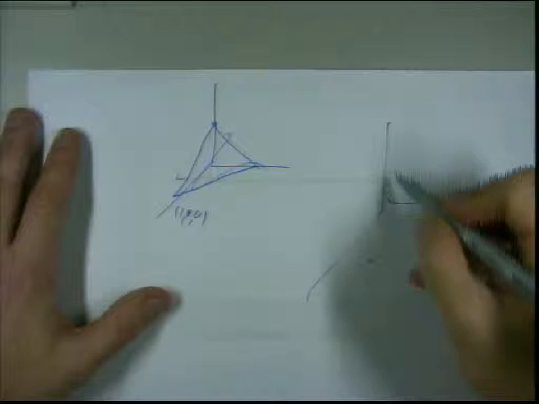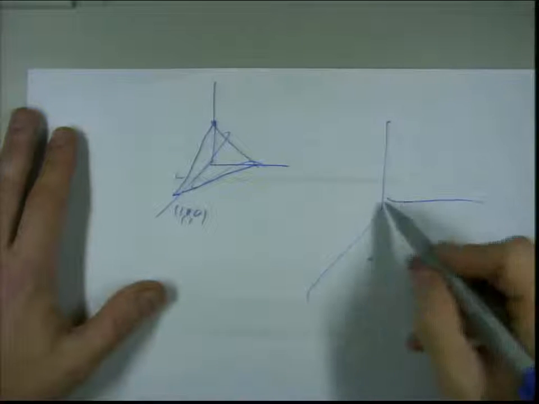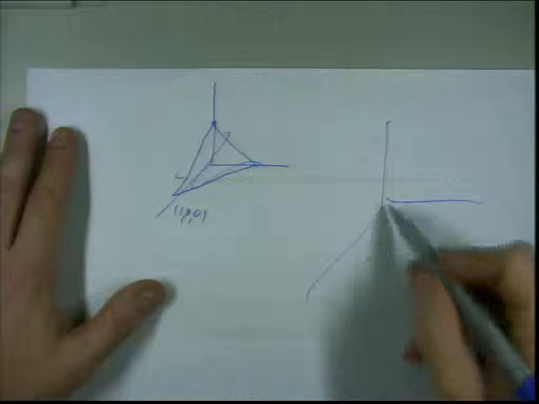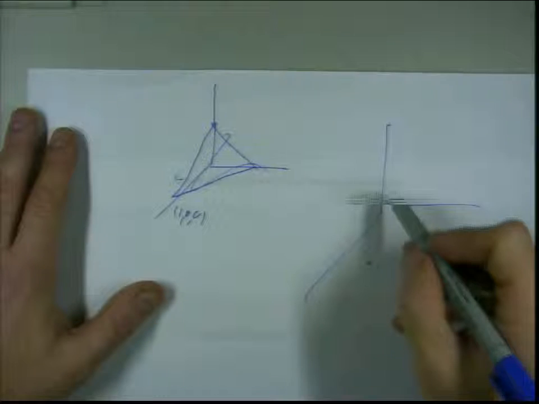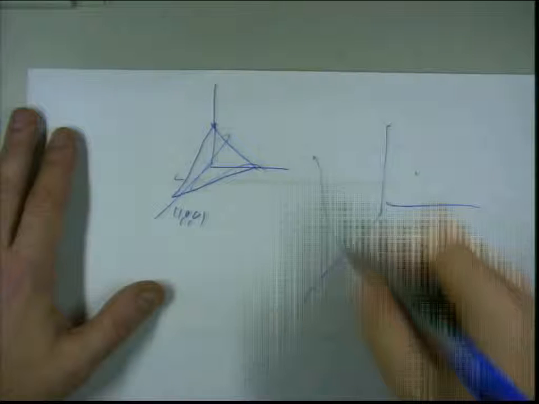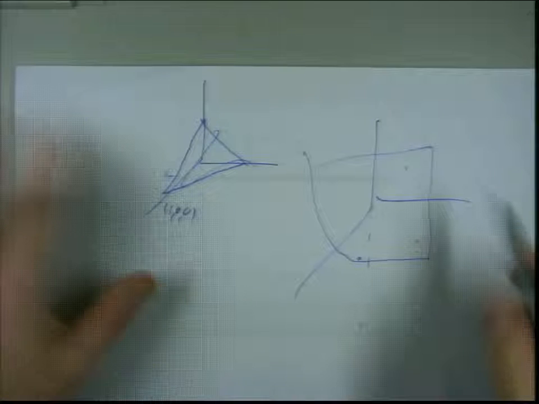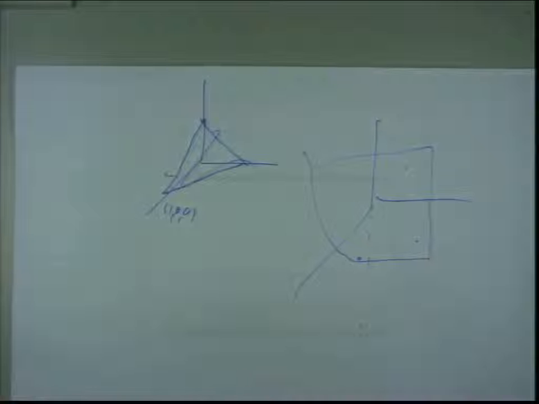And then, say z is 1 and x or y. So it's a plane that goes through the origin. My picture is awful, but it's coming through the origin at an angle. I'm not going to achieve this with my picture.